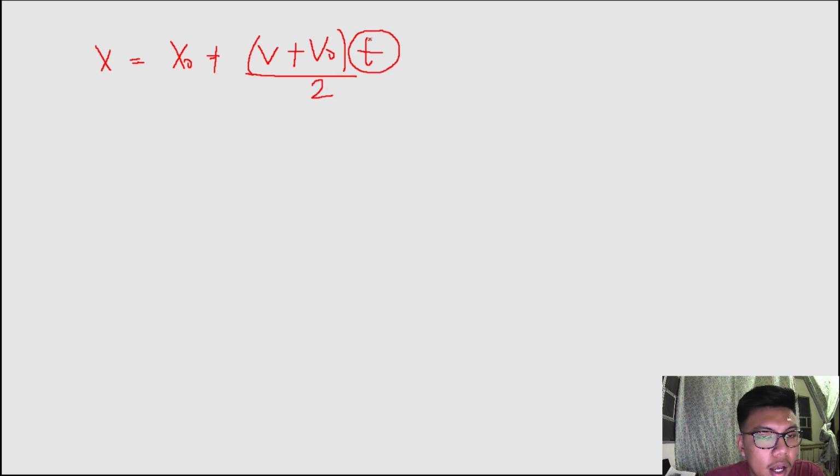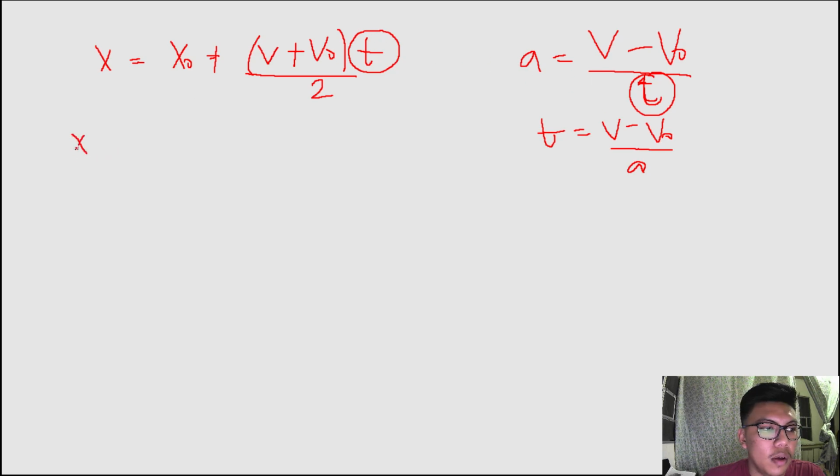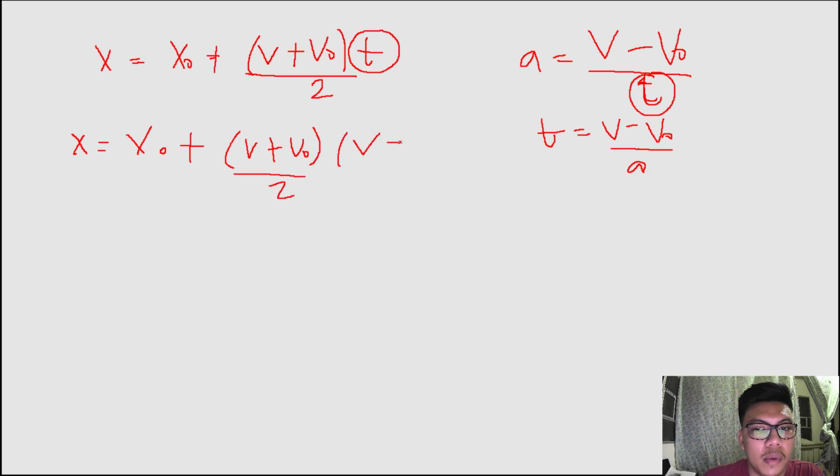So kung wala tayong time, pwede nating isolve yan. So we have a is equal to v minus v sub o all over t, di ba? Meron tayong equation na yan. So, solving for time, we have t is equal to v minus v sub o all over a. Okay, solving for t, cross multiply lang. So, palit natin dito. So we have x equals x sub o plus v plus v sub o all over 2 times v minus v sub o all over a.